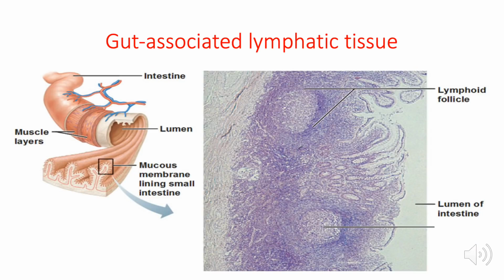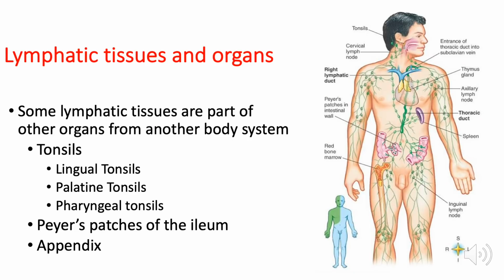The second type of MALT is gut-associated lymphatic tissue. And this type of tissue is found in the organs that belong to the digestive tract. So the lymphatic tissues that are present in the appendix belong to the gut-associated lymphatic tissue. These are the examples of the mucosa-associated lymphatic tissues. We have MALT in our tonsils, and we have three types of tonsils, the lingual, palatine, and pharyngeal tonsils. We also have MALT in our ileum, and we call that the Peyer's patches. And we also have MALT in the appendix.